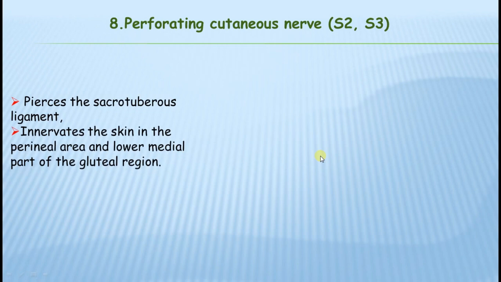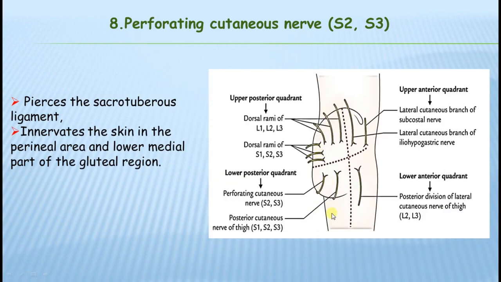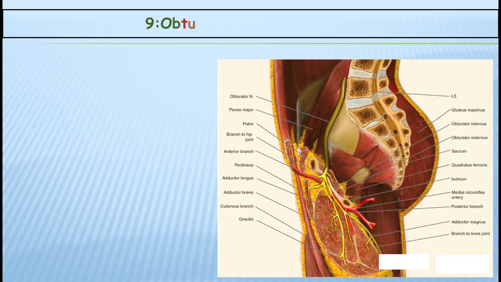Next is the perforating cutaneous nerve. It mainly carries fibers from S2, S3, pierces the sacrotuberous ligament and supplies the skin of the lower part of the buttock. You can divide your gluteal region into four quadrants: upper outer and lower outer, then upper inner and lower inner. Of these, the skin of the lower inner quadrant is mainly supplied by the perforating cutaneous nerve.